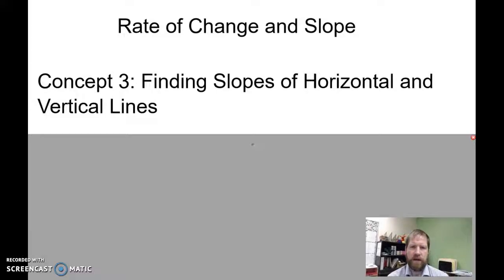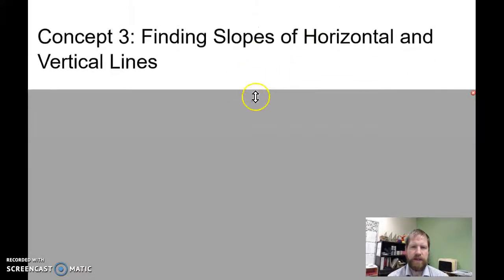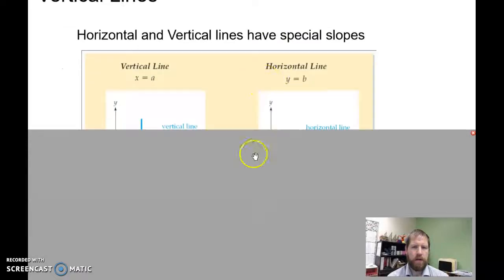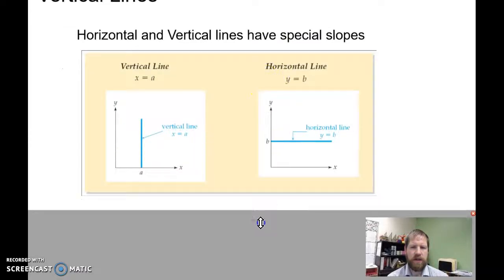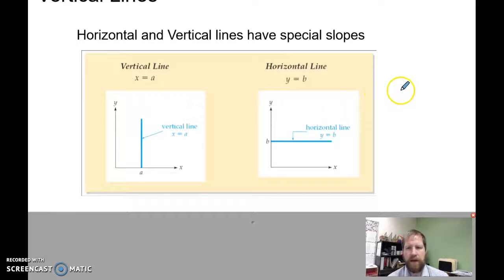Concept 3, finding slopes of horizontal and vertical lines. So horizontal and vertical lines have different slopes and different equations. If you have a horizontal line, you're not going to have an x value. You're basically going to have y equals 0x plus b.